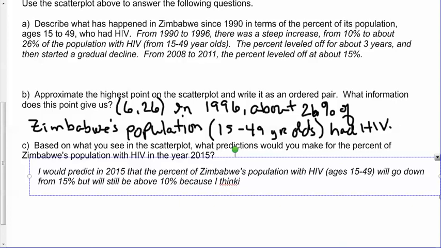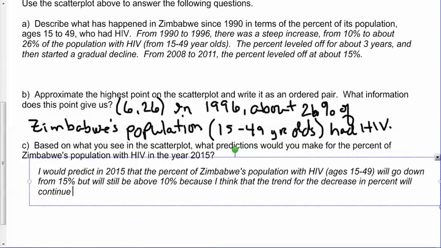Because I think, and again, this is just what I think, I don't have a crystal ball, so I don't know for sure, because I think that the trend for the decrease in percent will continue and that it won't just hold level, hold steady. Okay, so that's how you can respond to these questions.